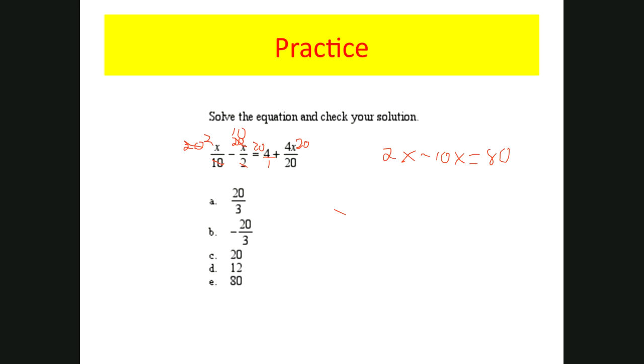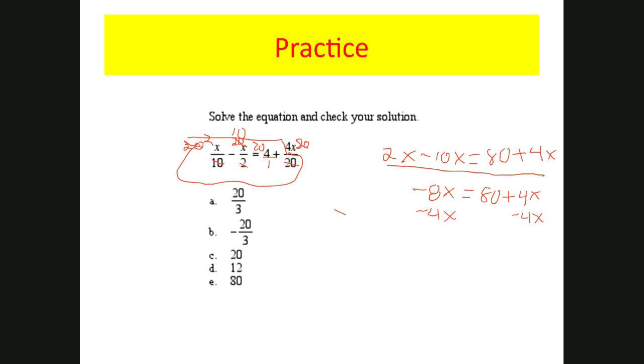Plus, and then let's cross out here, 4x. This equation right here is the exact same equation as this one right here. However, the equation on the right-hand side is so much easier to look at. I mean, there's no fractions in there. So now my next step, I'm going to combine like terms. That gives me negative 8x equals 80 plus 4x. I want to get the variables on the same side, so I'm going to subtract 4x from both sides. So I've got negative 12x equals 80.